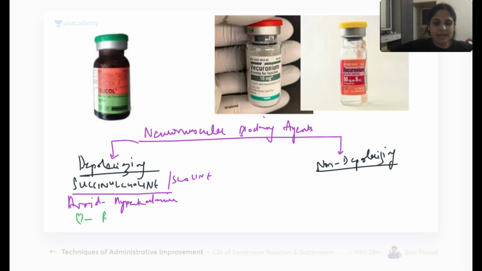No, it causes bradycardia. Okay? It causes bradycardia. Okay. Once I give succinylcholine to my patient, what is the first thing that happens in him? Does he immediately get paralyzed or you see something else in him?